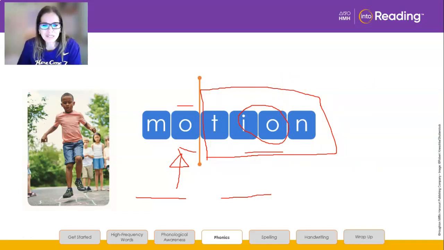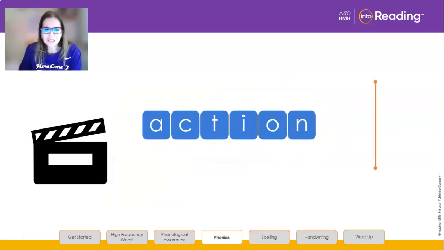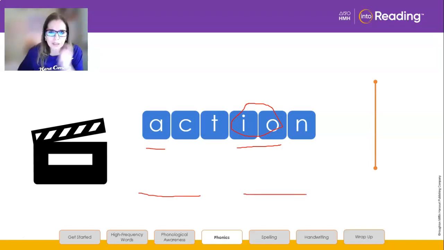Let's go on to another one. So, multi-syllable two-step. What vowels do you see? Are they together or apart? These ones are together, they stay together. These are apart. So I know I'm going to have two syllables. But where do I chunk it?